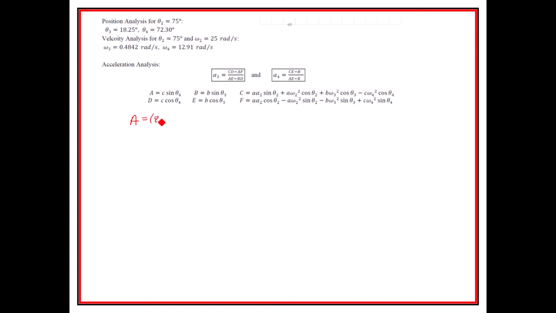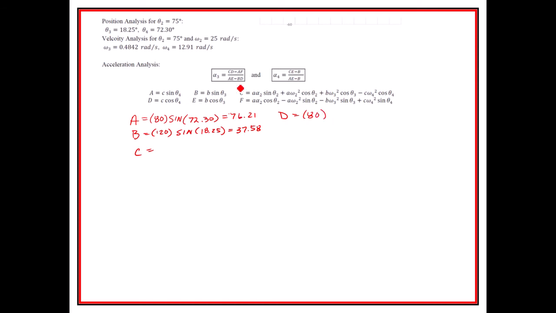So we start marching through. We stick in 80 for C. Sine of 72, excuse me, the theta 4 is 72.30, so we get 76.21. B is going to be 120 sine 18.25, so we get 37.58. And then C, well, actually, while I'm here, let me go ahead and do a D, because they're very similar to each other.